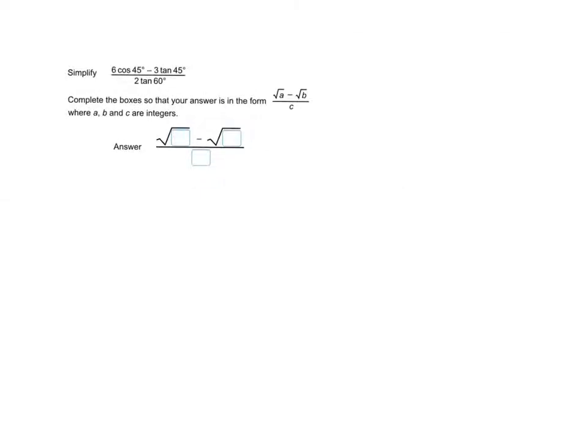Simplify this fraction, complete the boxes so that your answer is in the form root a minus root b over c, where a, b and c are integers. So, the first thing I need to realise is I need the exact trig ratios, because this is a non-calculator question. So I'm going to draw the way that I memorise trig ratios.